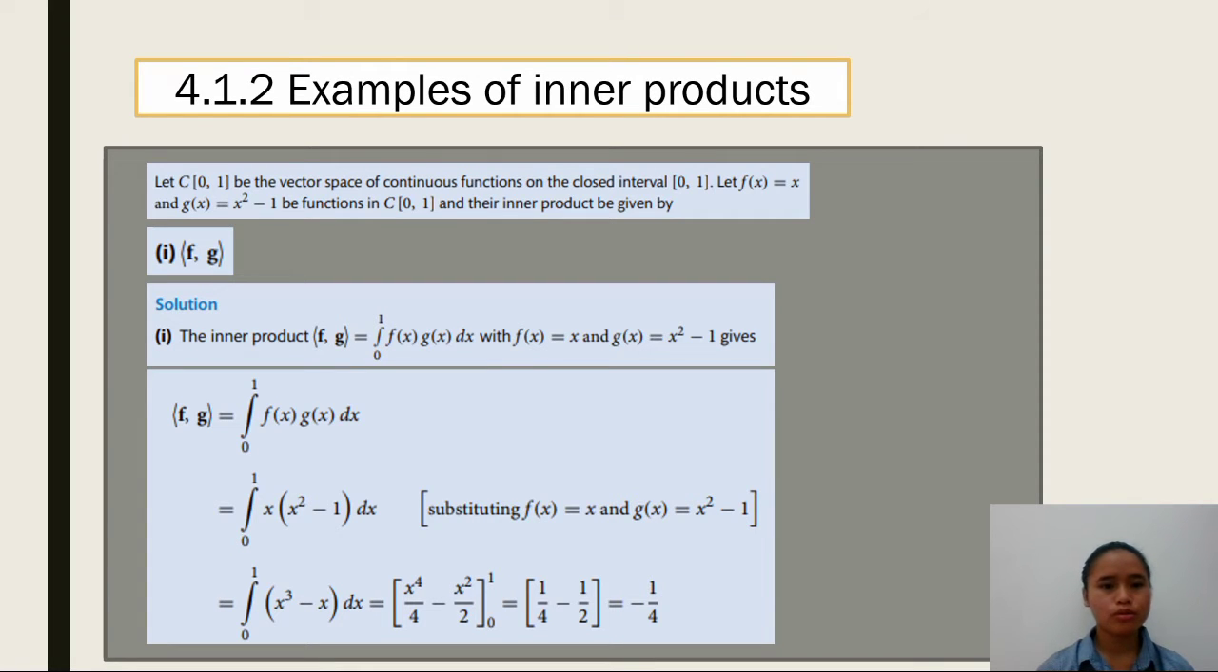Example of an inner product. Let's see, we have the interval 0 to 1. So the inner product of f and g is given by a formula. Now we substitute f(x) and g(x) into the formula, and we will get a result. This is the result, the solution for f and g.